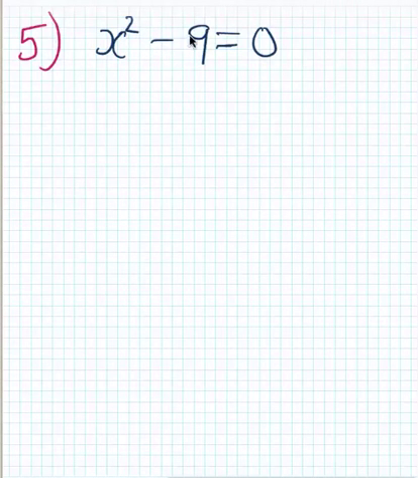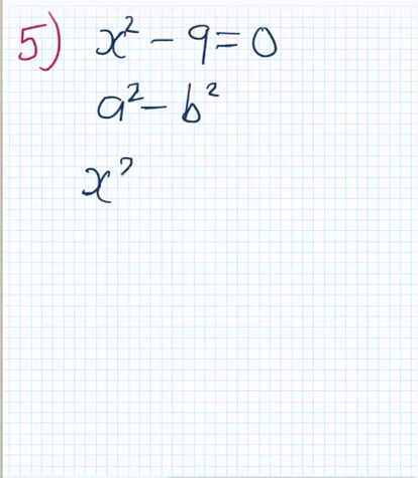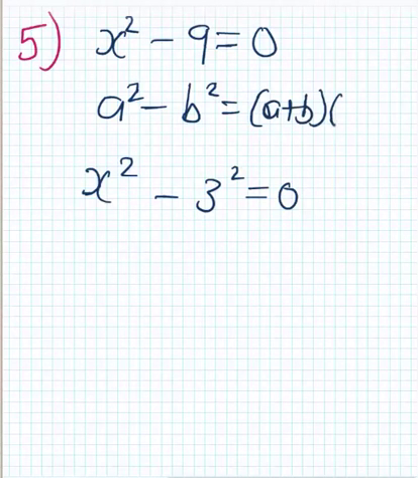To factorize this, we have a squared minus b squared. And all we're going to do is rewrite the 9. Because it's a perfect square, we can have this, x squared minus 3 squared, which can equal 0. And now we're using our knowledge of the difference of perfect squares. So we have a plus b and a minus b. That's what it will equal.